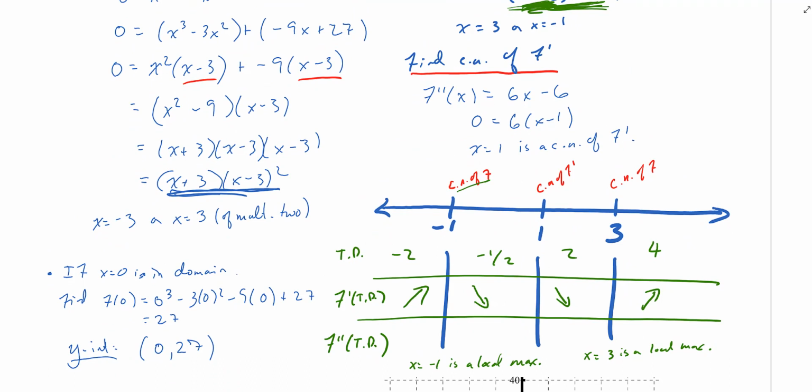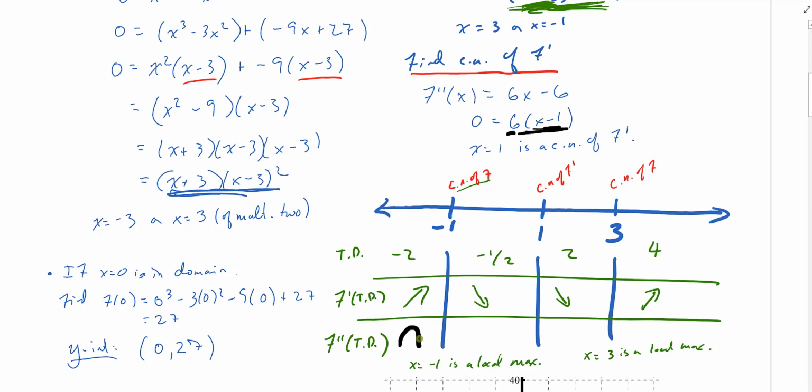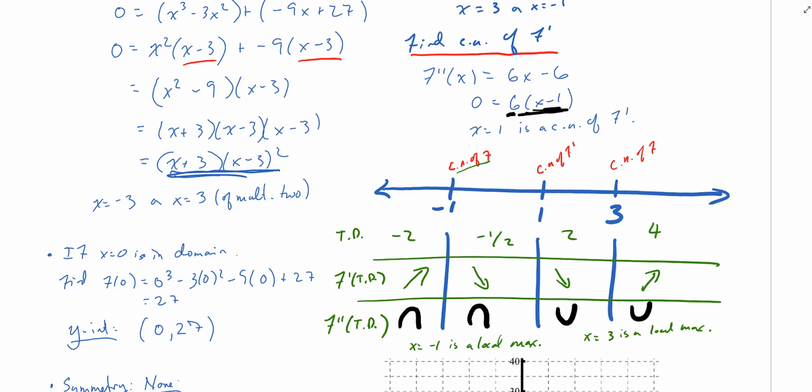So the next thing we want to do is plug those test points into the second derivative, and we'll go ahead and do that right here. If I plug in -2, notice that this factor is positive, and this factor would then be negative, so we are concave what? If we've got a negative number for the second derivative, that tells us we're concave down. If I plug in -1/2, we're still negative, so we're still concave down. If I plug in 2, that whole expression evaluates to be something positive, so we're concave up, and if we plug in 4, we're also concave up.